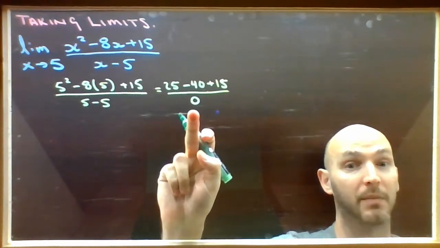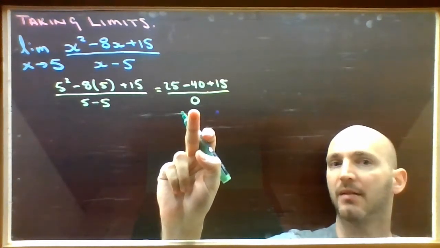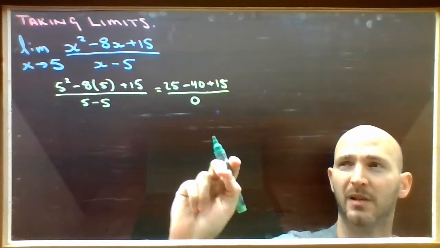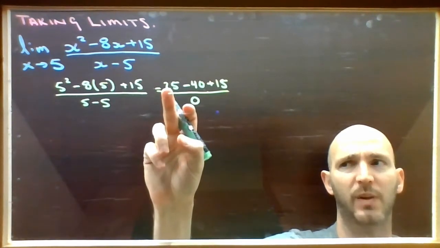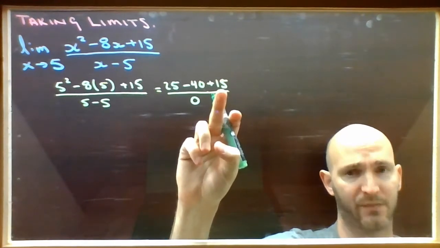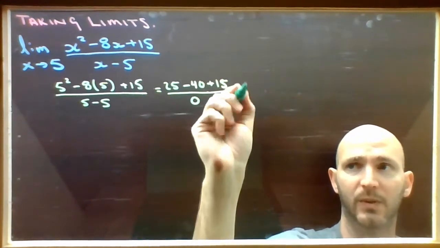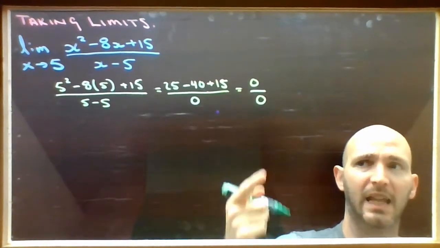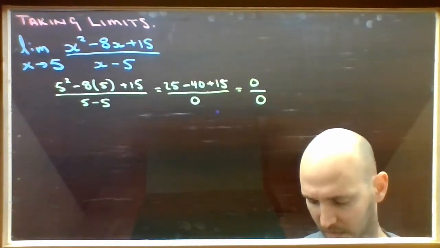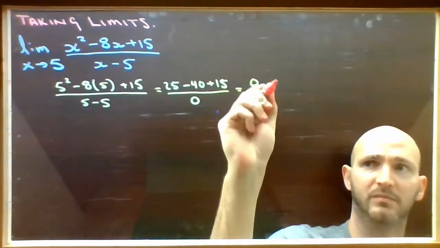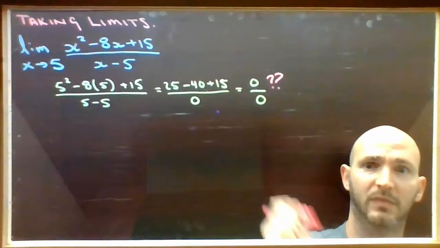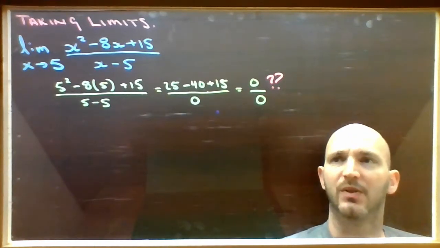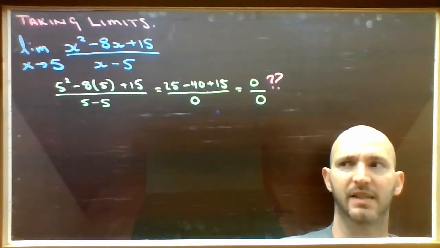And that's a problem, because you can't divide by 0. We'll get to that in a second. But even if I look at the top, 25 plus 15 is 40. 40 minus 40 would be 0. So I get this. Uh-oh. So what is the answer to 0 divided by 0?